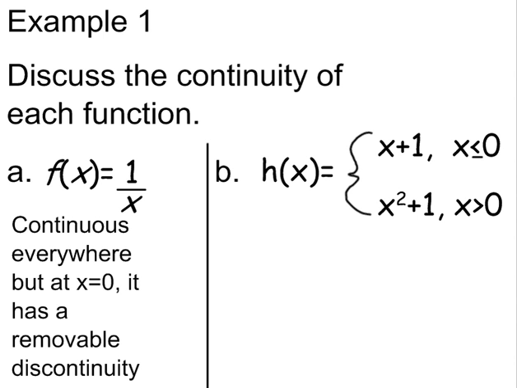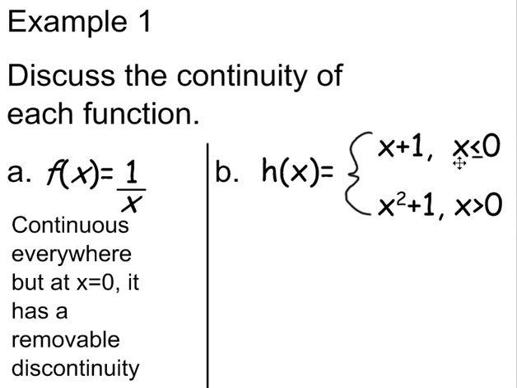Okay, let's take a look at our second function that we have here. Our second function is made up of two parts. When x is less than or equal to 0, it's going to take on this function, x plus 1. And when x is greater than 0, it's going to take on this function, which is a parabola, x squared plus 1. So our function h of x is made up of these two parts. And you're probably not used to seeing something like that, so let me graph that for you.